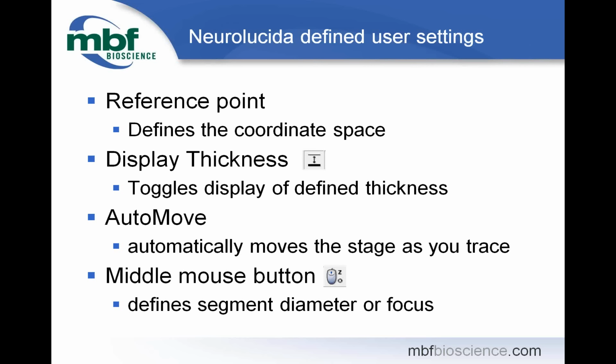Another feature that is commonly used, I'll toggle this on and off, is display thickness. This allows you, as you're setting thickness, as you're tracing, to see it on or off. Auto move automatically moves the stage as you trace. And you can use the middle mouse button to define the segment diameter, or you can use it to focus. So you can control the Z motor.